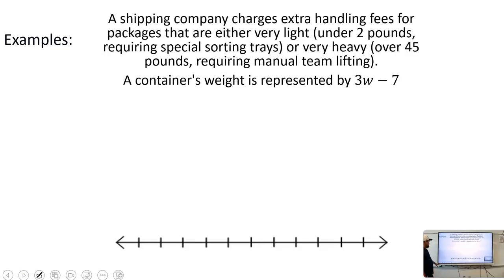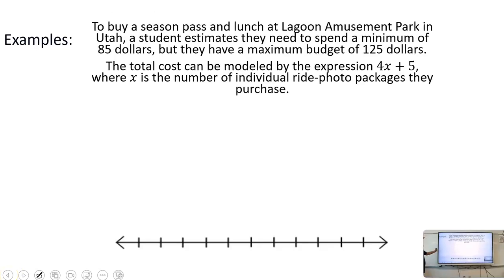Let's try another one. All right, to buy a season pass and lunch at Lagoon Amusement Park in Utah, a student estimates they need to spend a minimum of $85, but they have a maximum budget of $125. The total cost can be modeled by the expression 4x plus 5, where x is the number of individual ride photo packages they can purchase. Okay, so is this going to be or is it going to be and?